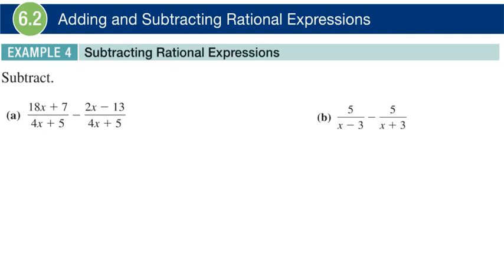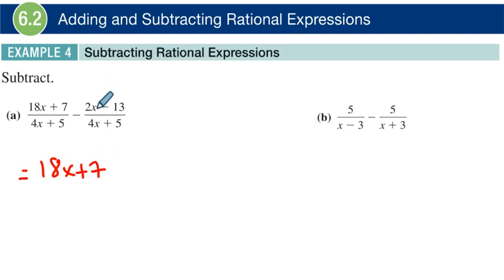I'm going to continue pressing on now with our examples. So let's go on to now example 4a. All right, so we're going to now subtract these two, and this is kind of simple here because they have a common denominator. Great. So I could just go ahead and do this then. So we have 18x plus 7.